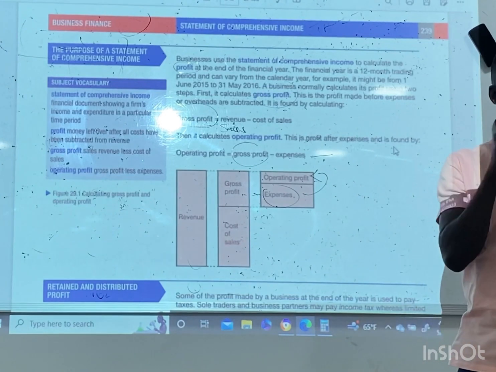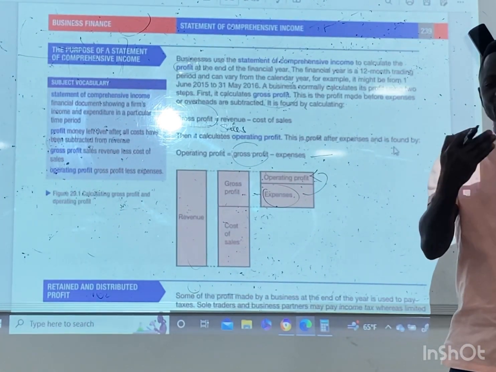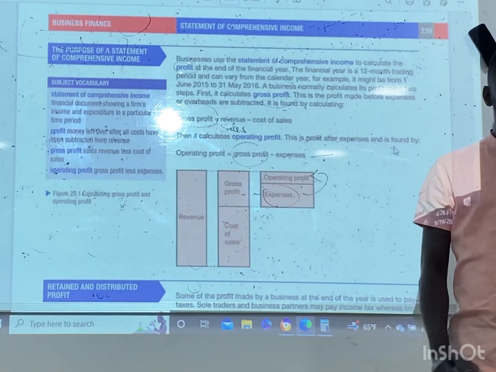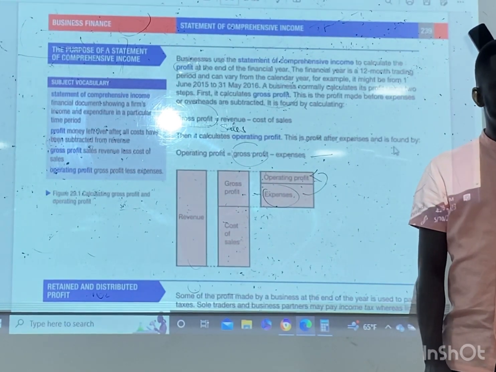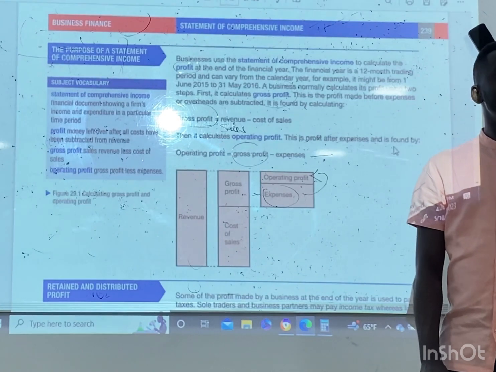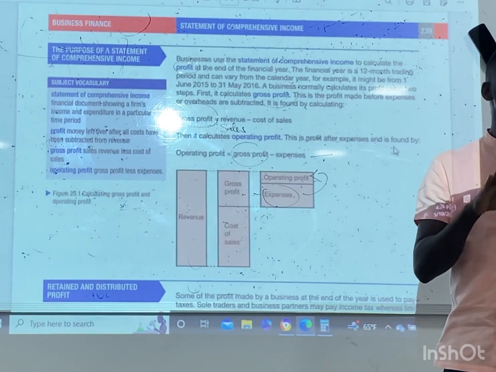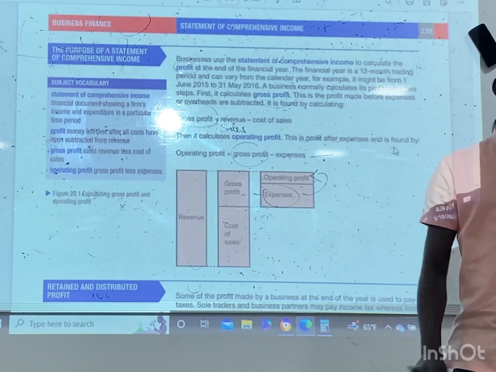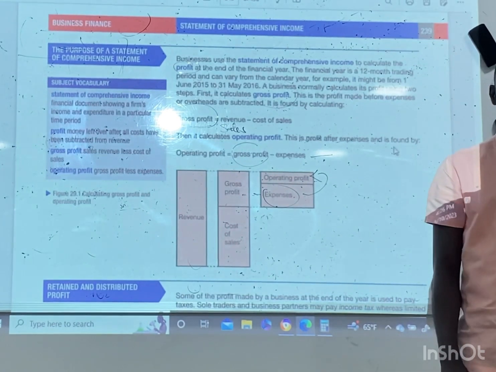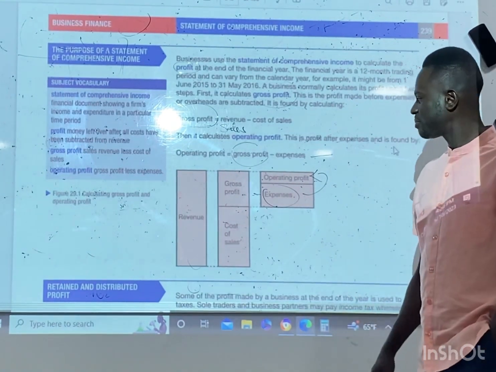The net profit will come as soon as you take away your taxes, because you have to pay taxes too. Taxes are expenses too. But we don't seem to call it that, it has to be after operating profit. So scroll down, please.